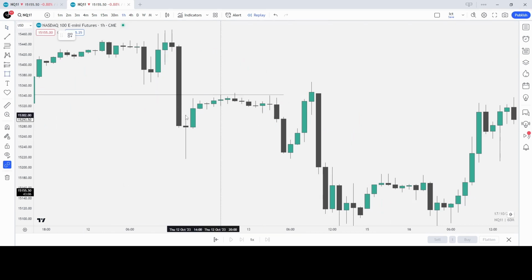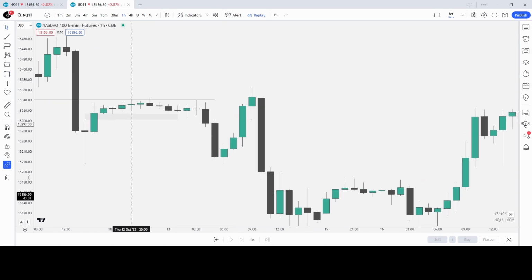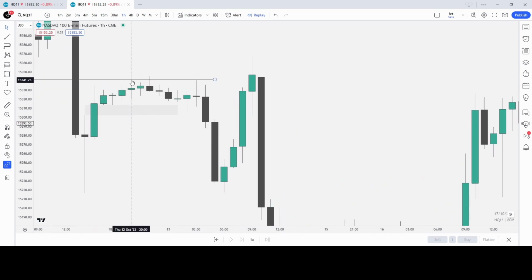And if you look here, we have an imbalance at this low. So that could be our draw on liquidity. We wick above these highs, taking out this liquidity at 8 p.m.